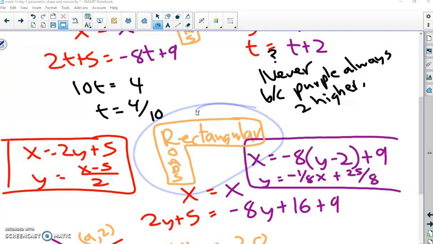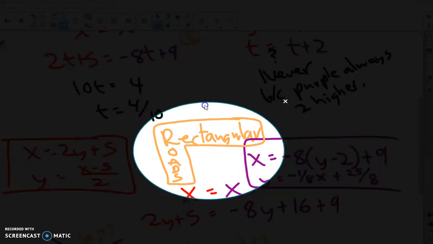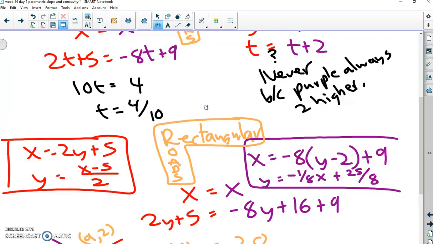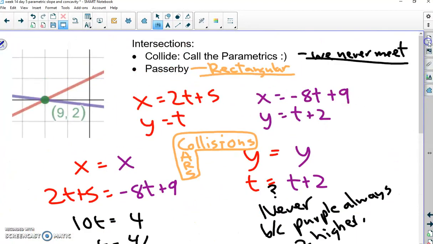That should have done a little cute thing. There it is. Okay. And then I really thought this was funny and no one laughed, so maybe it's not that funny. But if there is a collision, you need to call the parametrics. Like paramedics. Parametrics.